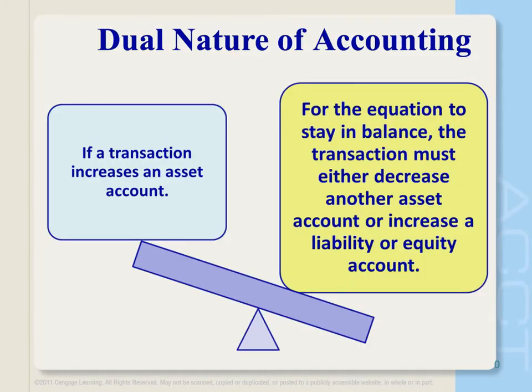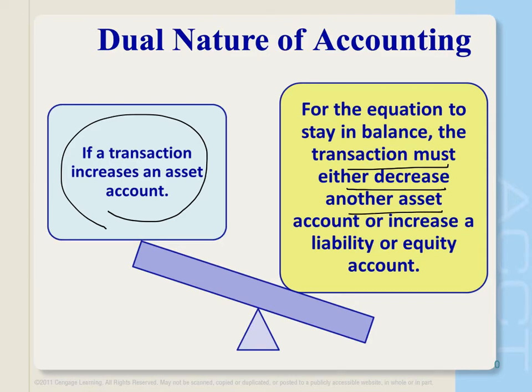So we call the dual nature of accounting is what we're talking about when we talk about that we must stay in balance. What we do to one side of the equation, we do to the other. So if a transaction increases an asset, then for the equation to stay in balance, the transaction must either decrease another asset, so that's the exception. I could do an increase of one asset and a decrease of another. An example is I am increasing cash.